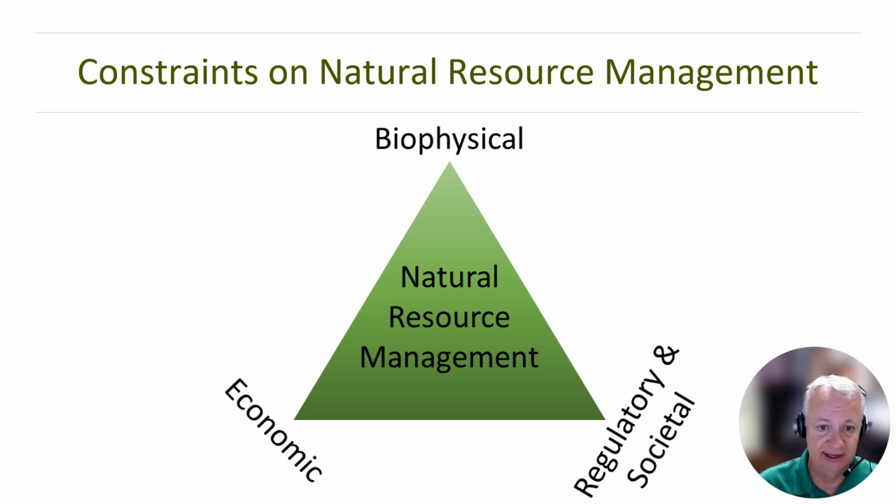So when I'm talking about constraints, I'm talking about things that define the envelope where we operate. There are some things we just can't do because there are constraints to prevent us from doing certain things. And the categories of those constraints are biophysical, economic, and regulatory and societal. Biophysical are like the name sounds, both biological and physical.